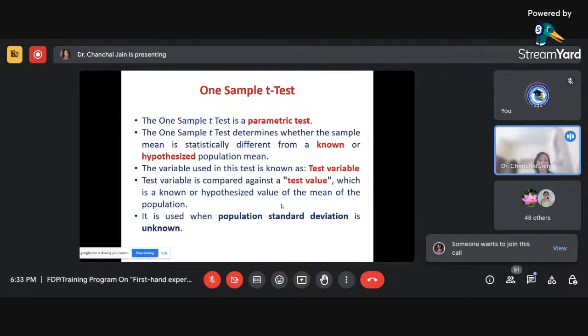So for that purpose, it is generally suggested that if you are using SPSS, as there is no other option, you always apply the t-test. Also, many times it happens that whatever data we collect from the market or from any population, its standard deviation is generally not known to us. That is why we use the t-test.